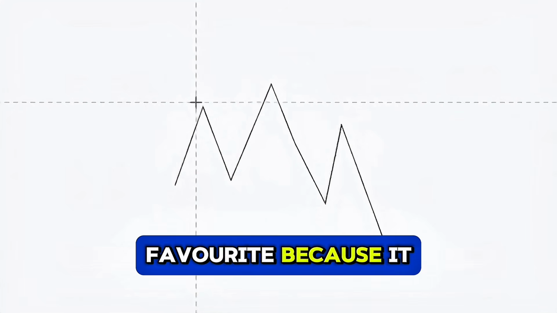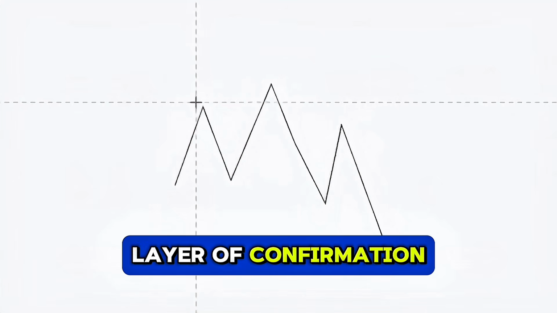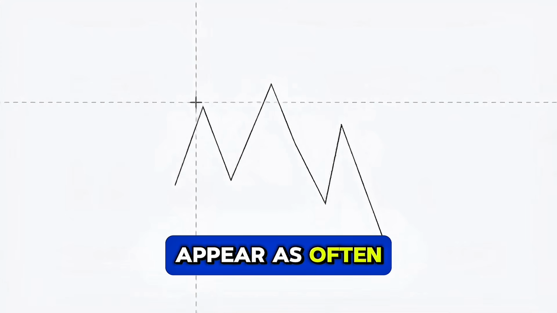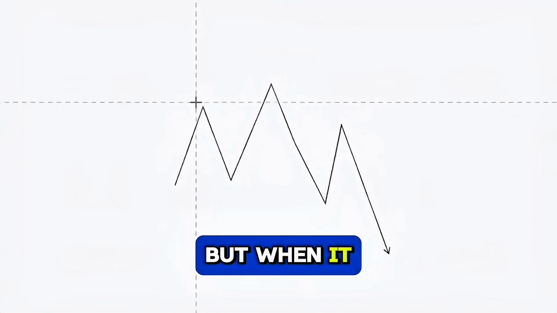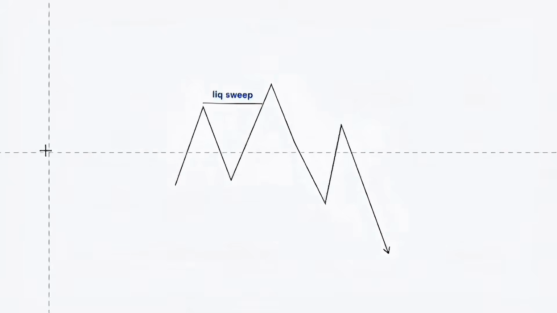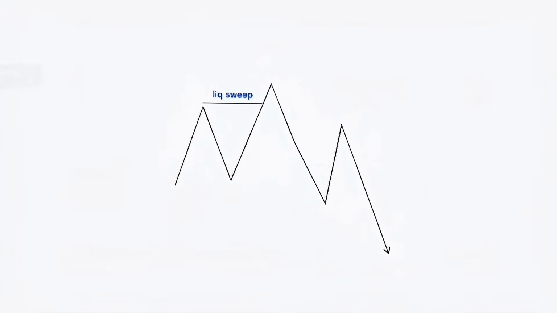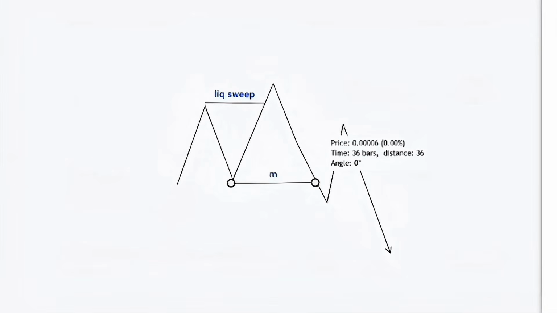This is my favorite because it adds one extra layer of confirmation. It does not appear as often as the first one, but when it does, it can produce some really clean entries. Pay close attention to this part. This setup starts with a liquidity sweep. In simple terms, the market takes out the previous high before reversing. After that, price breaks the previous low, giving us our market structure shift, MSS.